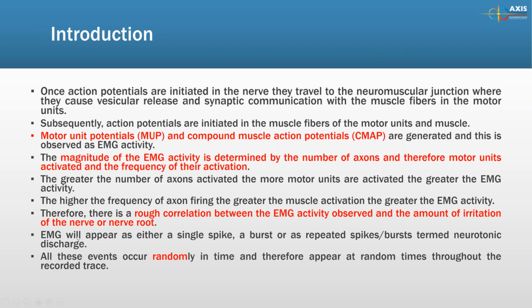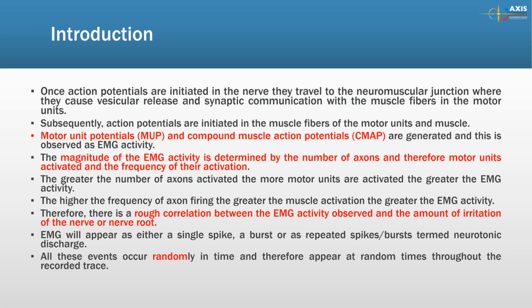So there's a rough correlation between EMG activity observed and the amount of irritation. Looking at the amplitude of the EMG activity, we can tell there's a much higher irritation, and if it's a longer period of time, that means more axons are irritated or activated.